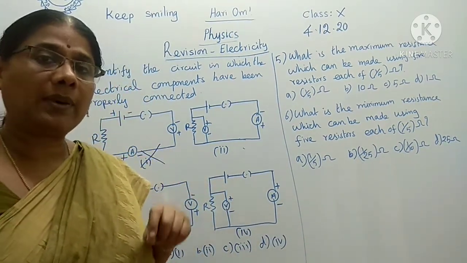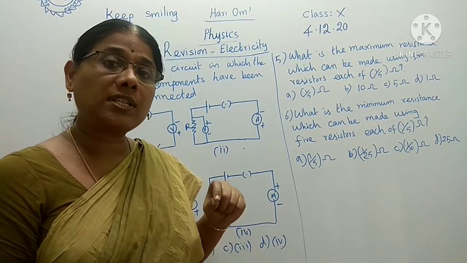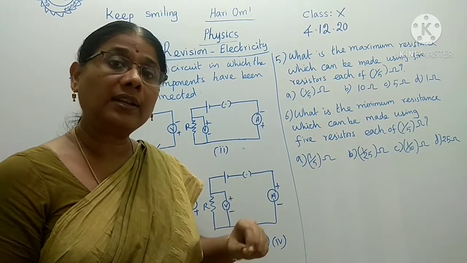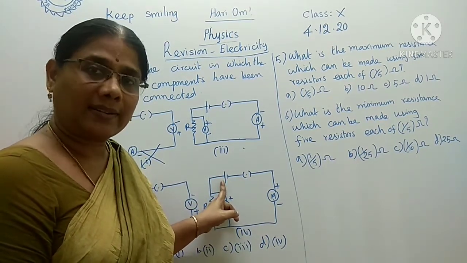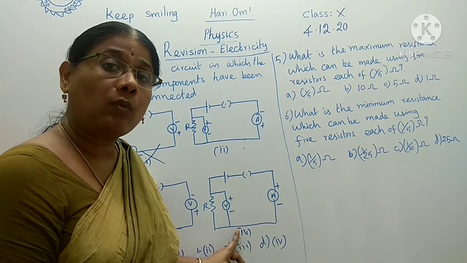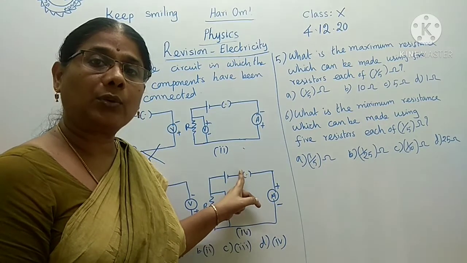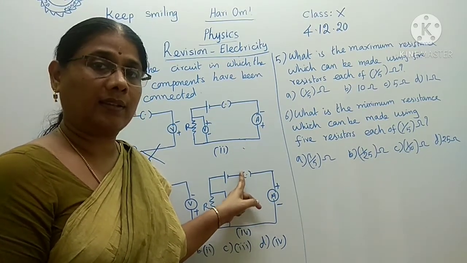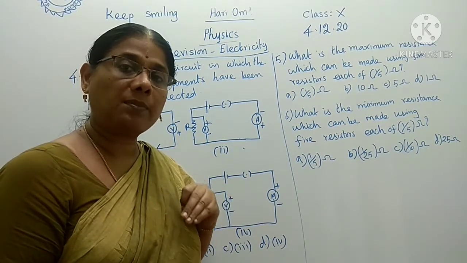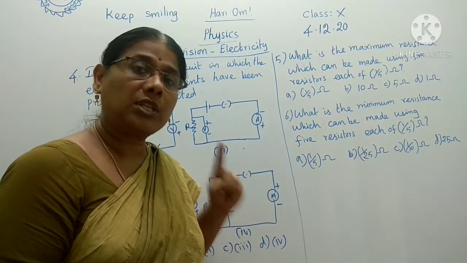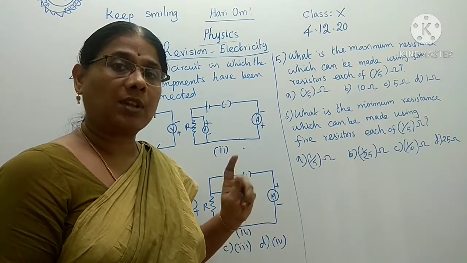Yes. We should remember that in the case of ammeter and voltmeter, positive terminal of the voltmeter and ammeter should be connected to the positive terminal of the battery. Then negative terminal of the voltmeter and negative terminal of the ammeter should be connected to the negative terminal of the battery. That is a rule. Okay. So, all the meters, that is positive of the meters, should be connected to the positive terminal of the battery. Then negative terminal of the meters should be connected to the negative terminal of the battery.